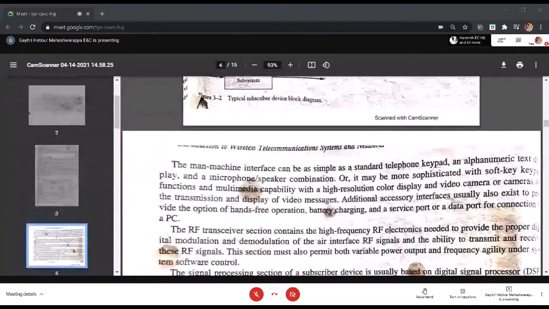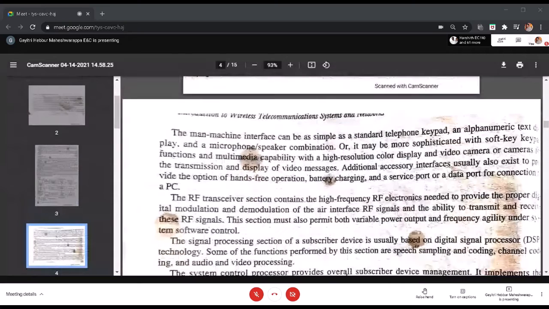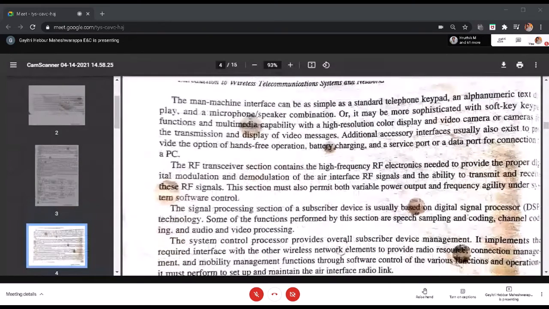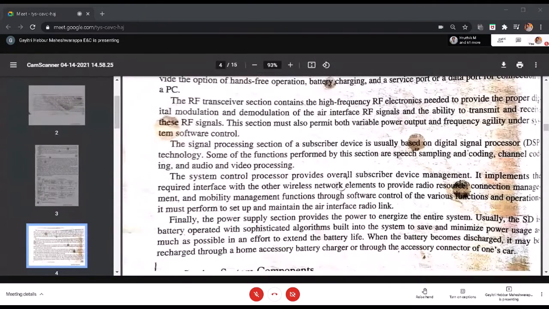So what will be there in the man-machine interface, and what will be there in the RF transceiver section? Okay, what will be there in the signal processing section? As I told you, we have a digital signal processor, and also we have speech sampling, coding, channel coding, audio and video processing. Okay, depending upon the type of input, they are going to do sampling and coding and channel coding. So that is also very important.